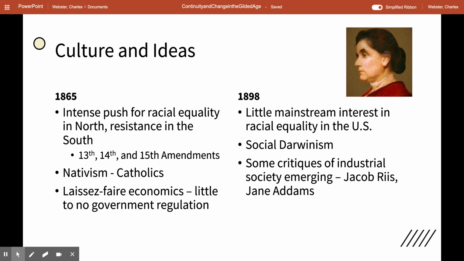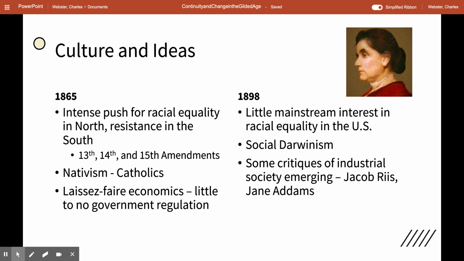Well, unlike in the immediate post-Civil War period, in 1898, racial equality for African Americans had been abandoned as a mainstream idea, with the rise of Jim Crow laws and rulings like the 1896 Supreme Court case Plessy versus Ferguson, which basically approved segregation.